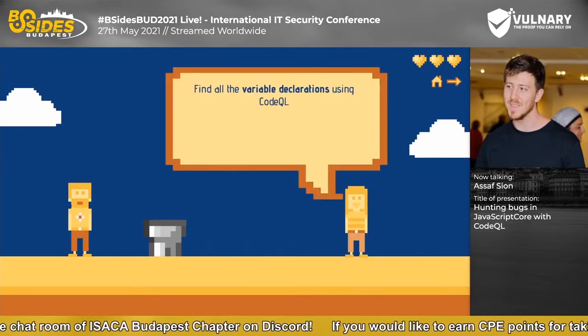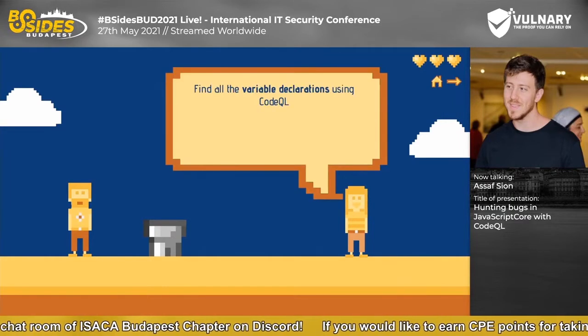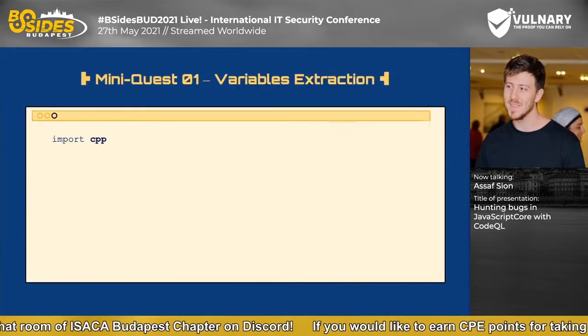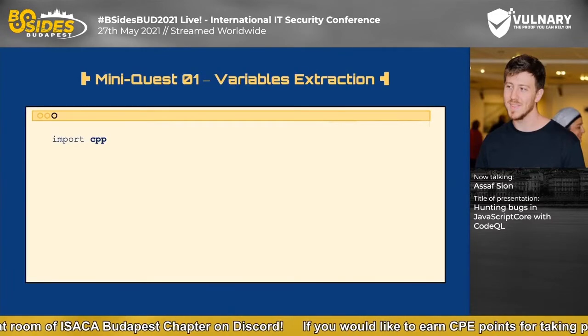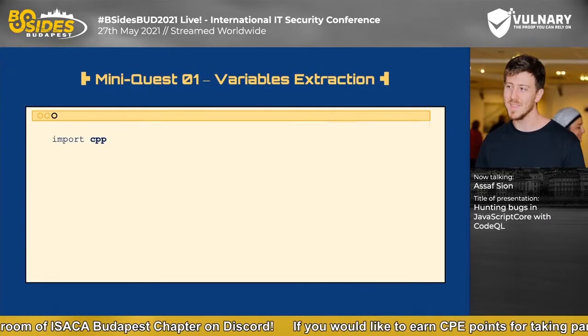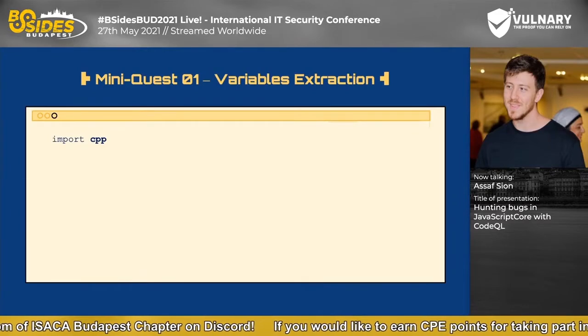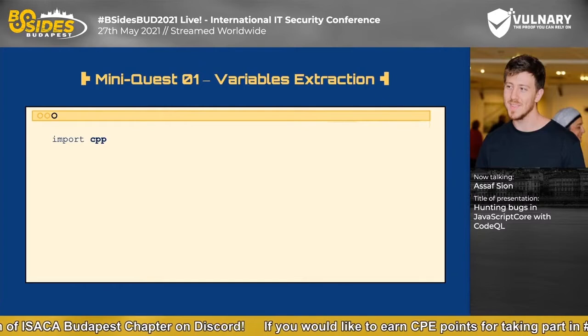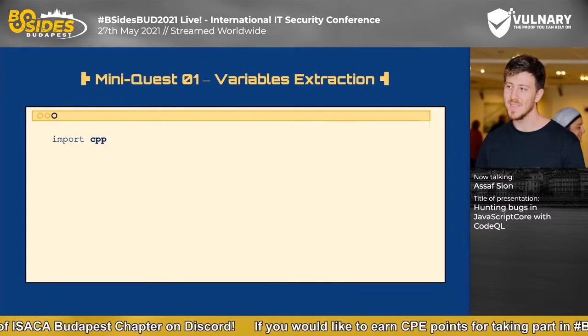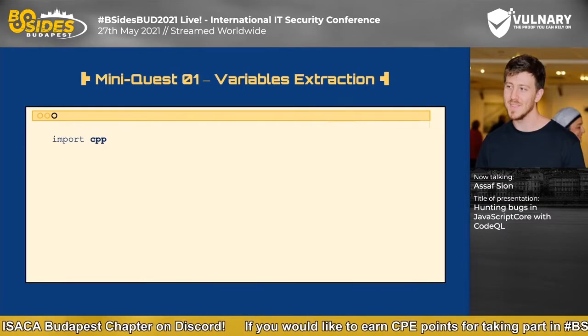Our first quest requires us to find all the variable declarations in a given codebase. And this task is very simple. This is the first mini quest. At first, we'll import C++. This tells CodeQL to use the C++ standard library that exists within the CodeQL library.